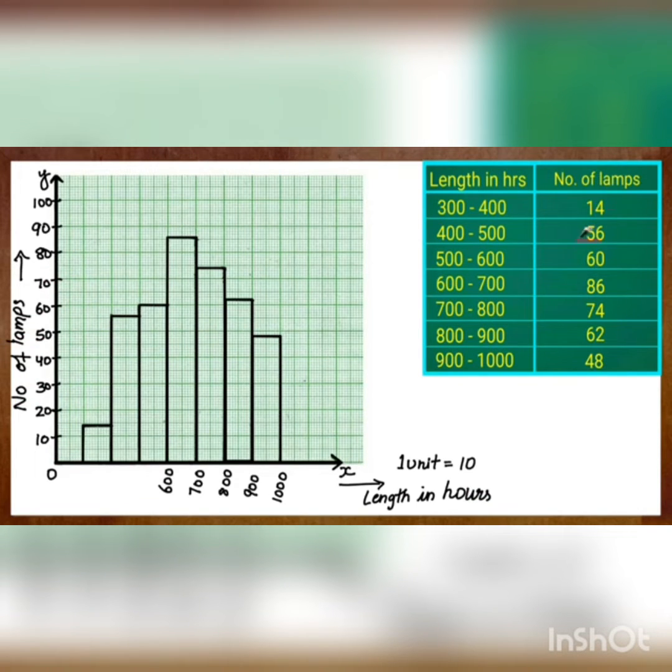On our x-axis, we see that our minimum starts at 300 and ends at 1000. So we can take 0, 100, 200, 300, 400 up to 1000. Or you can even start with 300, 400, 500 and so on.